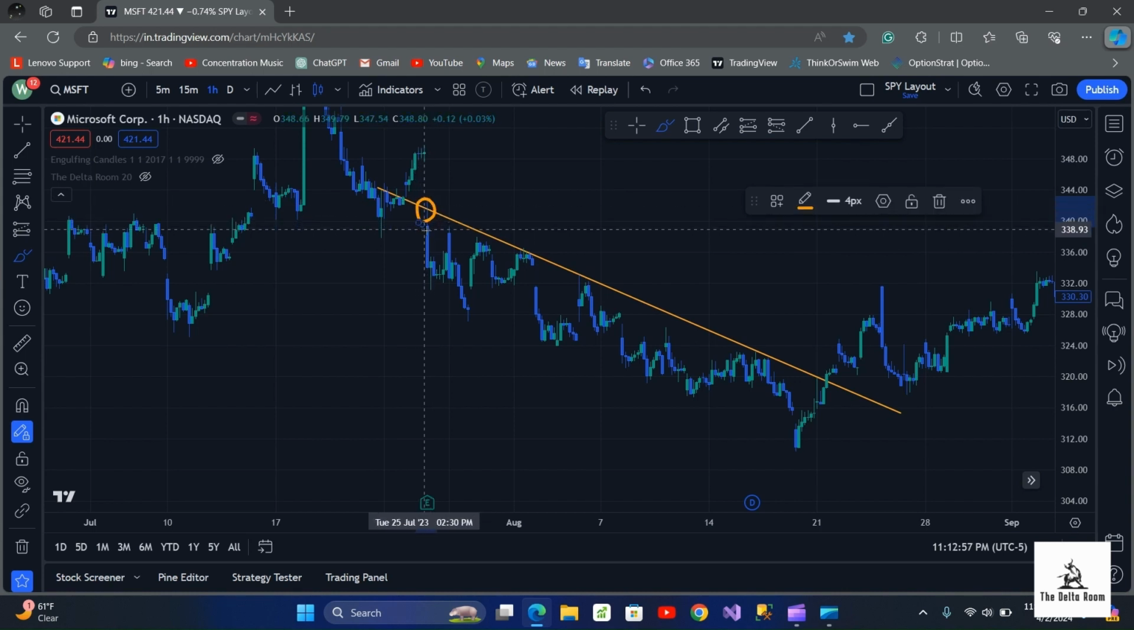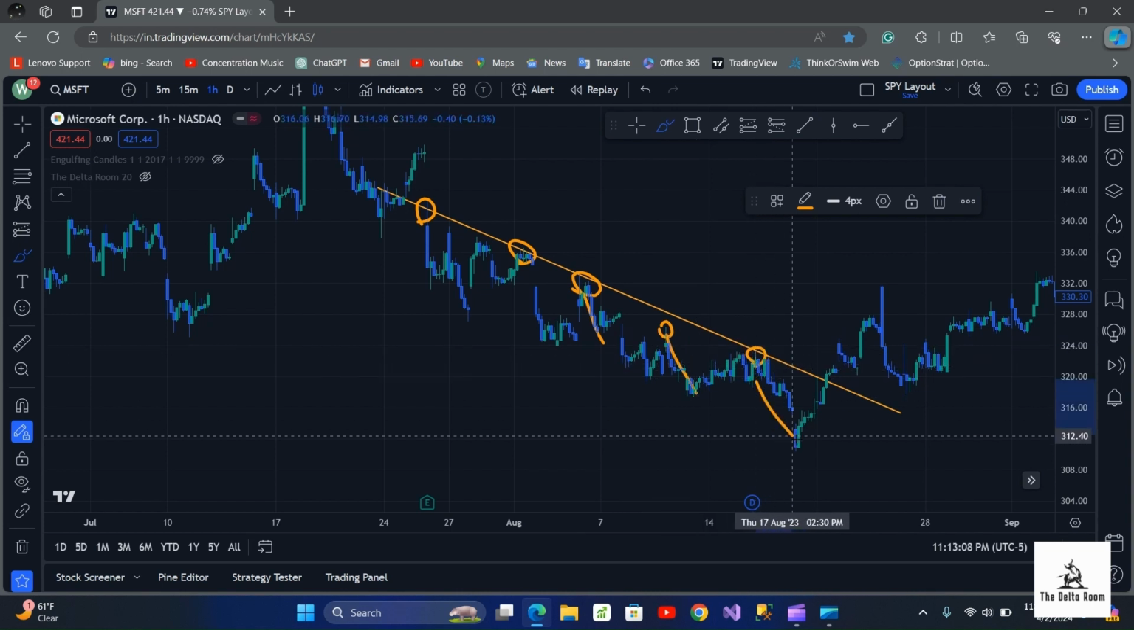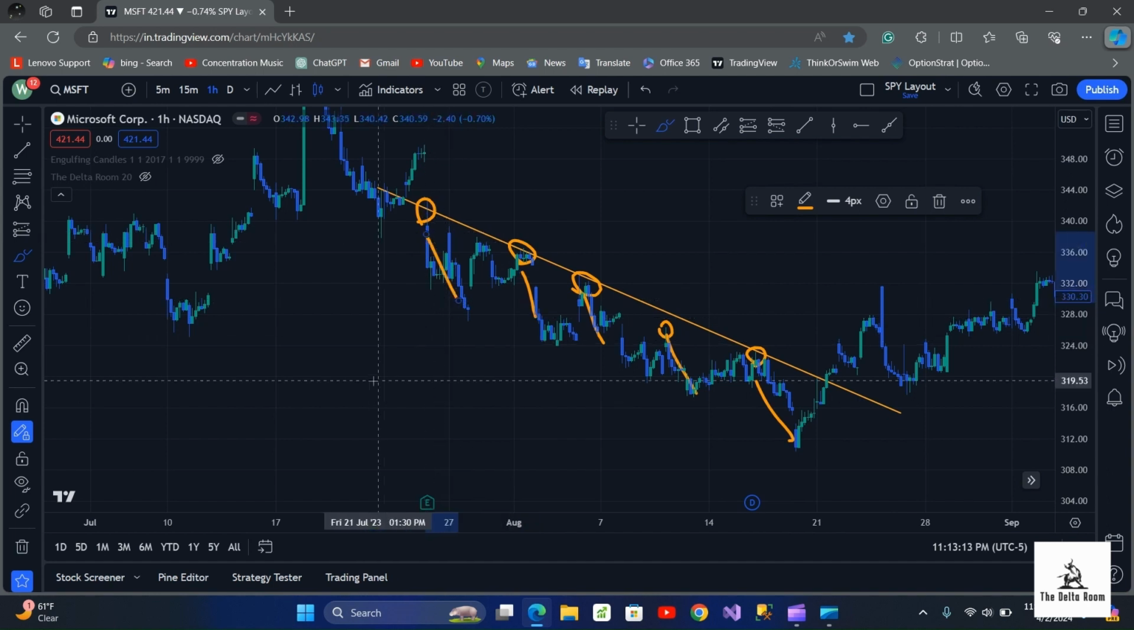So a touch right here, we can see a touch right here, the price fell down. Touch right here, price fell down. Almost a touch right here and the price fell down. Then it touched right here, the price fell down. So you can see how many times the price fell down as soon as it touched the trend line.